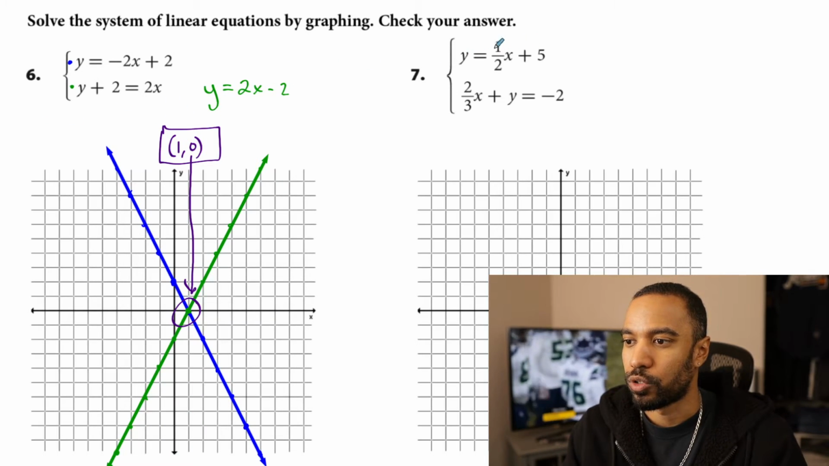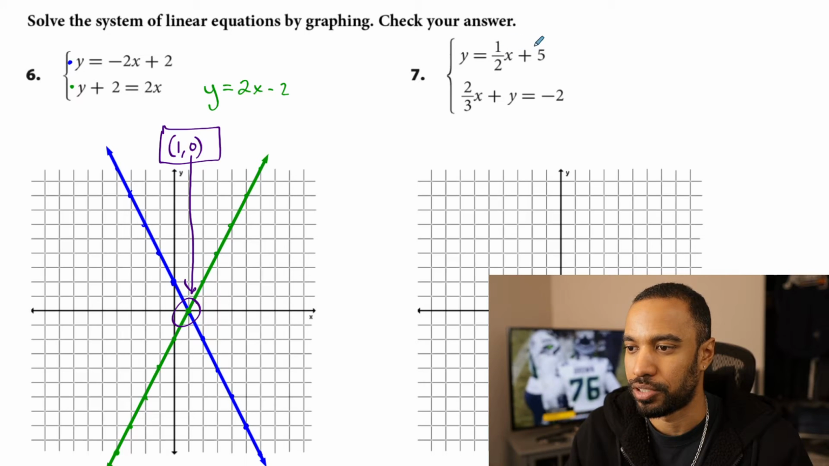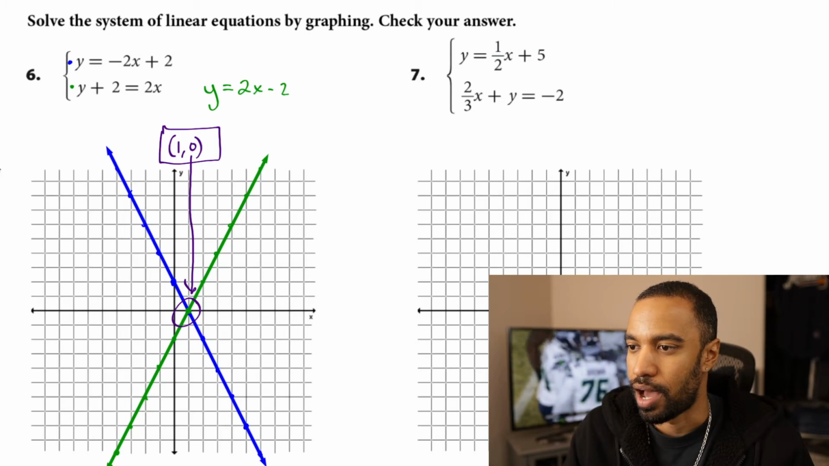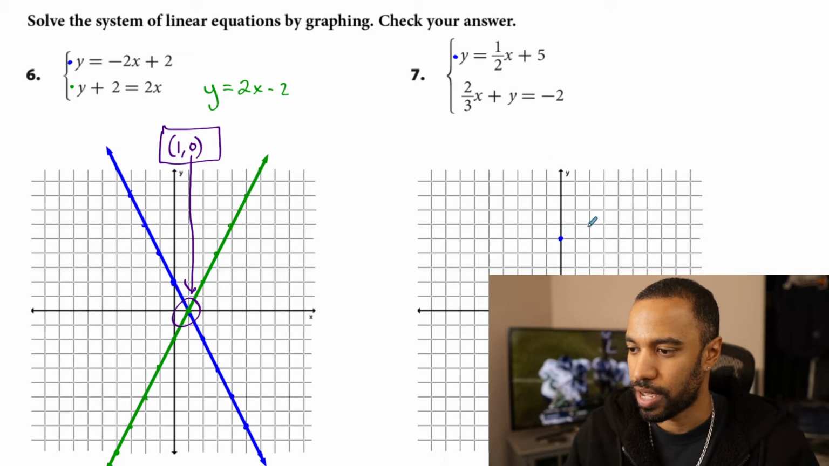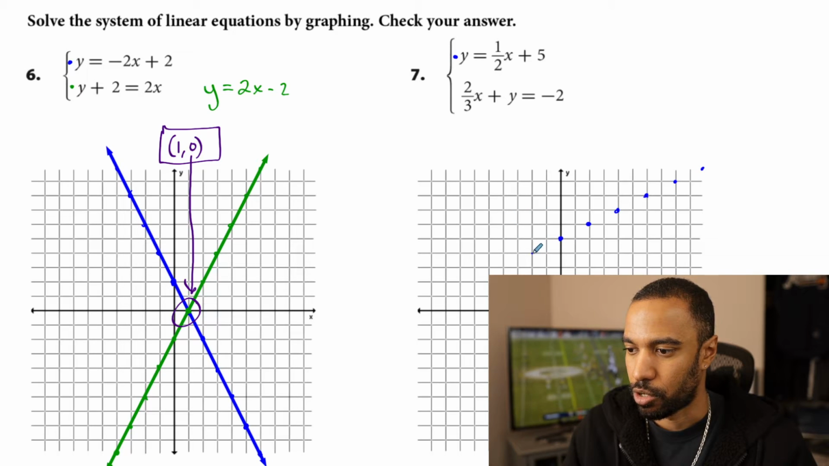y equals 1/2 x plus 5. Okay. Blue, let's go and do that. Start at 0, 5. I'll rise 1, run 2 for you. All right. And let's go backwards here.